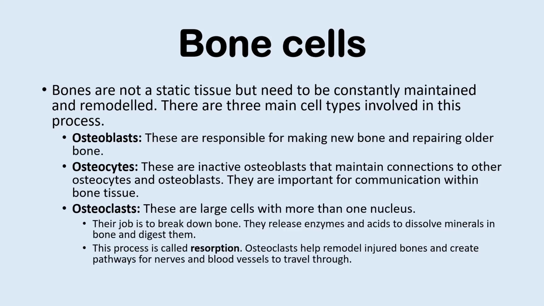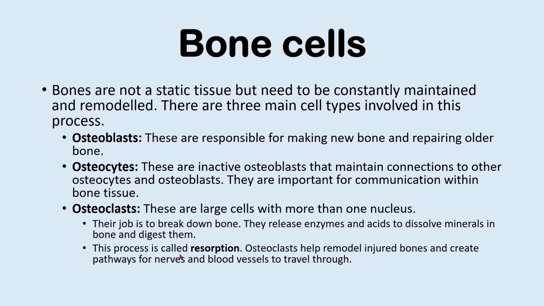Then we have a third one called osteoclasts. And these are large cells, and they have a number of nuclei. And their job is to break down the bones. So they're moving around, and they check out which bones are past the use-by date. They release enzymes, acids. They dissolve the minerals in those bones and digest them.